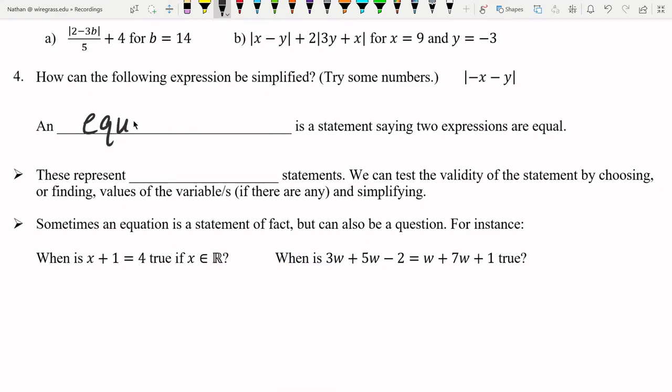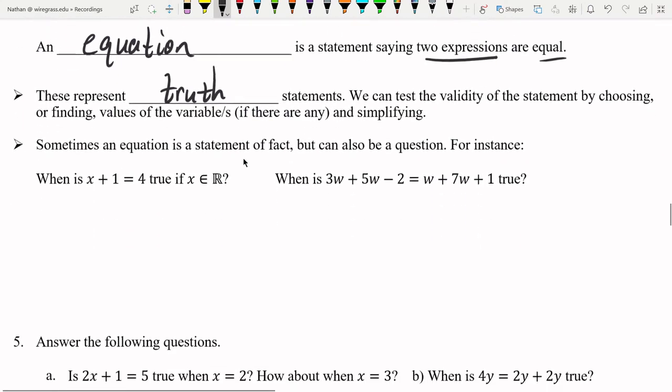An equation is a statement saying two expressions are equal. That's an important thing to note, is that an equation is just two expressions on either side of the equal sign. And these represent truth statements. So we can either test the statement to be true by finding the values or choosing values, or we can find when it's true, or we're just making a statement that this thing is true. There's a lot of things you can do with equations, but they're all based around: is this thing true, or you're stating that this is a true relationship.